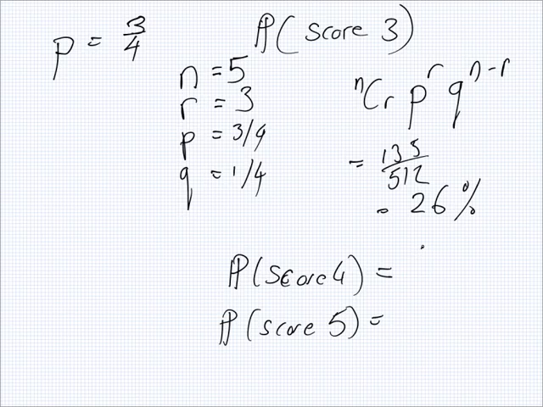Scores 4. It's 405 over 1024. And then for scoring 5, 243 over 1024. Did you get this? Yeah.